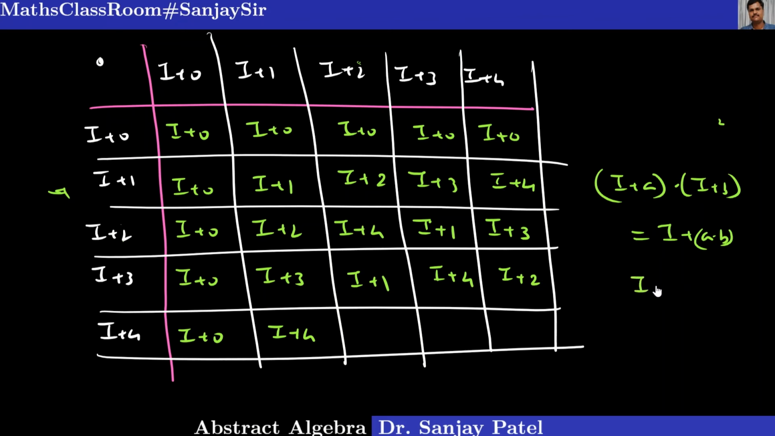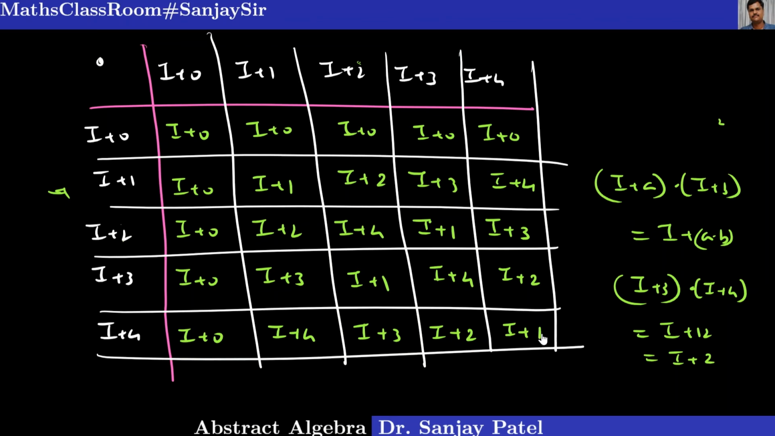Then I plus 3 dot I plus 4 is actually I plus 12, but you have to mod out by 5, so we'll get I plus 2, because 12 is congruent to 2 modulo 5. Then 4 to the 8, that is 3. 4 3s are 12, so 2, and 4 4s is 16, so it is 1.